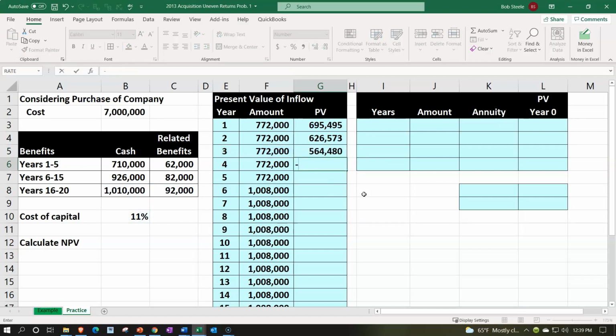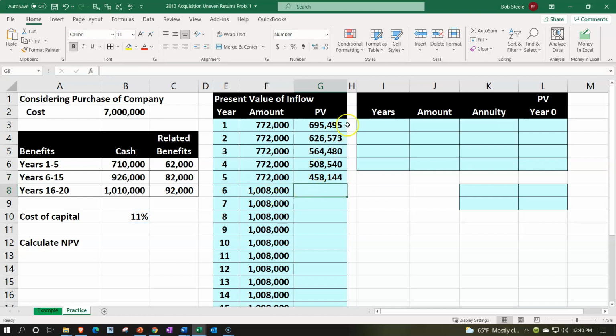Let's do it again. Negative present value, shift 9, rate, comma, number of periods is now 4, comma, comma, future value. Let's do it 2 more times just to get this down. Negative present value, shift 9, rate 11%, comma, number of periods 5, comma, comma, future value 772. Now we have a different dollar amount.